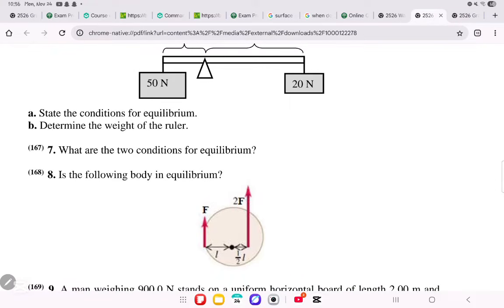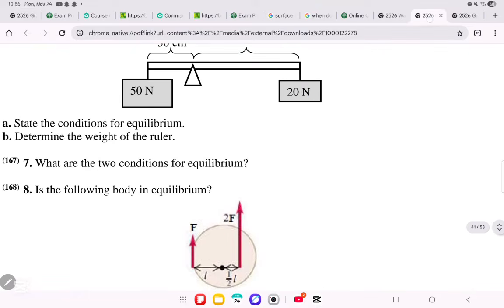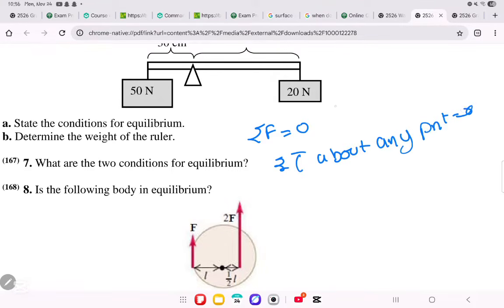What are the two conditions of equilibrium? First thing you need to state is that sigma F is equal to 0 and sigma torque about any point is equal to 0. This is translational equilibrium.